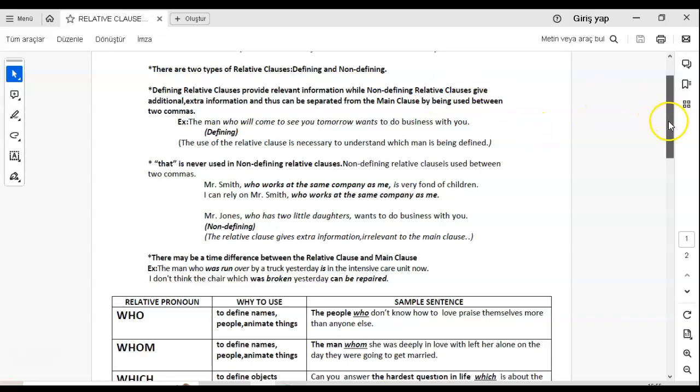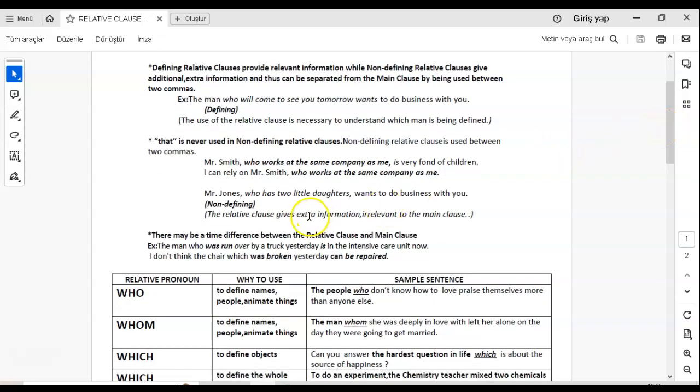But here's an example about the non-defining ones. For example, Mr. Jones, who has two little daughters, wants to do business with you. Is it relevant? Is it important for you to know that he has two little daughters? You're going to do business with that person, but you don't need to know anything about these two little daughters. And so it's non-defining. And as you see, as non-defining, you have to put two commas just before and after the clause so that you can separate it from the main clause. The main clause is Mr. Jones wants to do business with you. And what's the relative clause? The additional, irrelevant, unnecessary information is he has two little daughters.